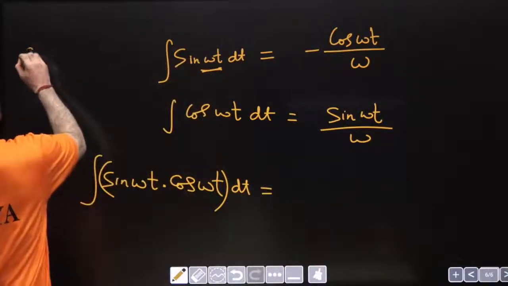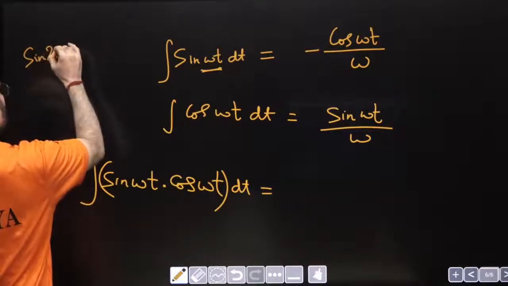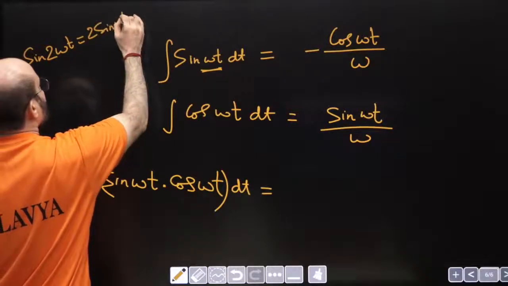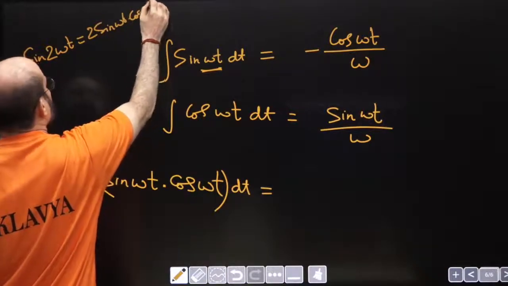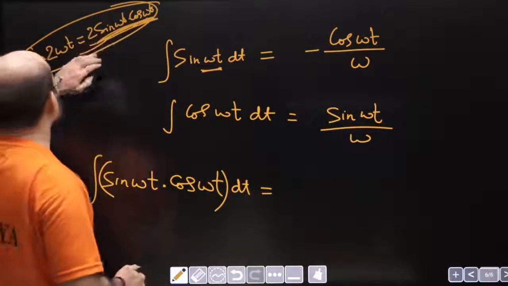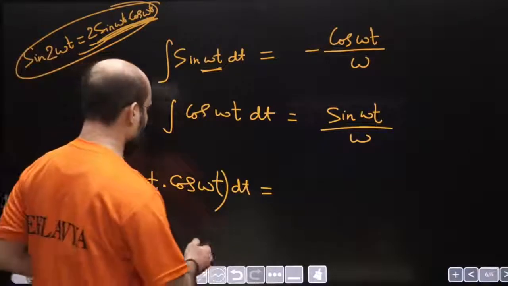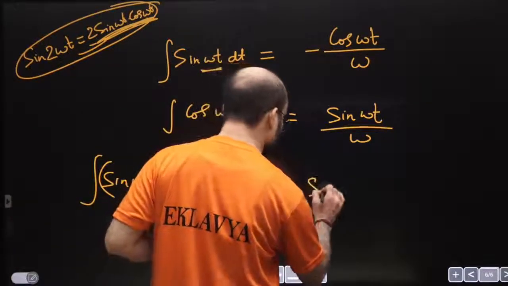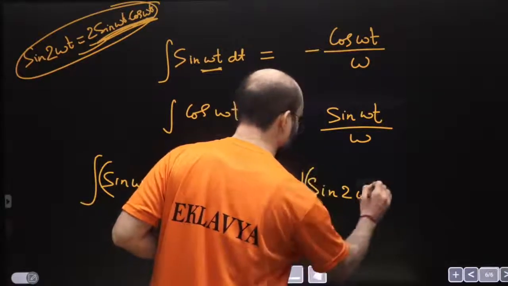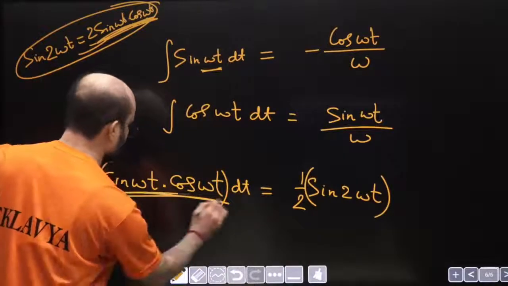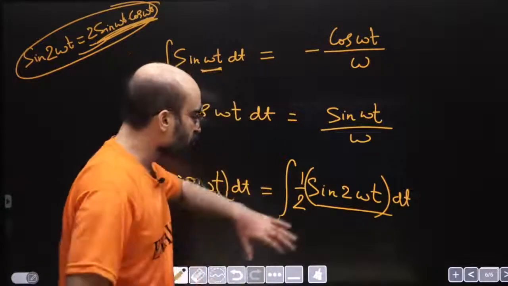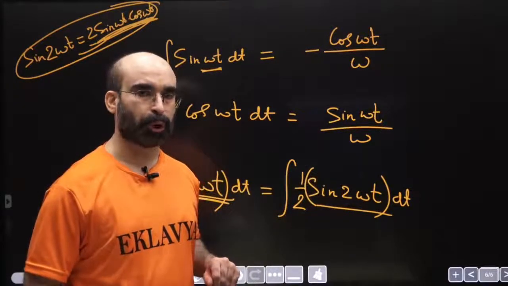You know, sine twice of that angle, here omega t is the angle, equals 2 sine omega t into cos omega t. That means sine omega t into cos omega t equals sine 2 omega t by 2. So this is what you will get. I am substituting this, sine 2 omega t by 2, in place of this. Right? Now, this becomes easier to do.